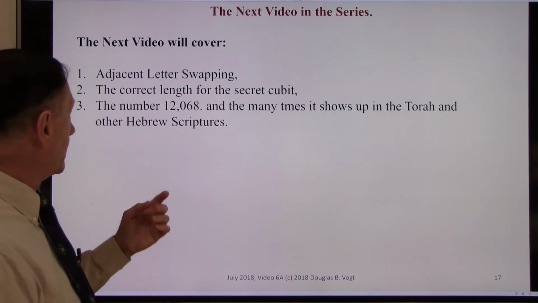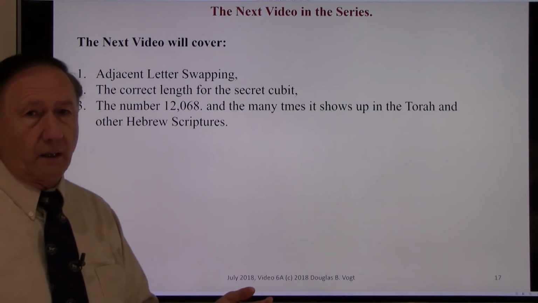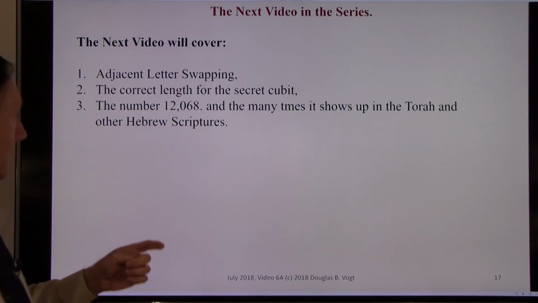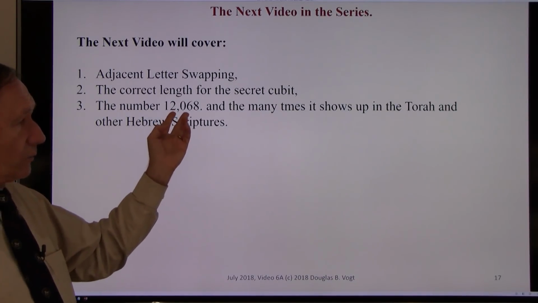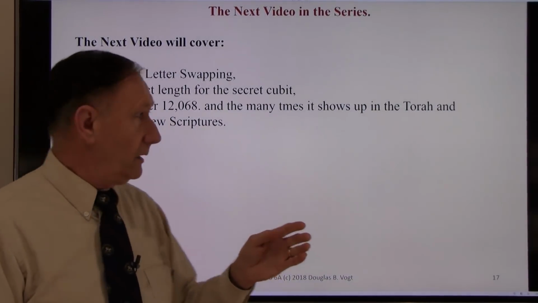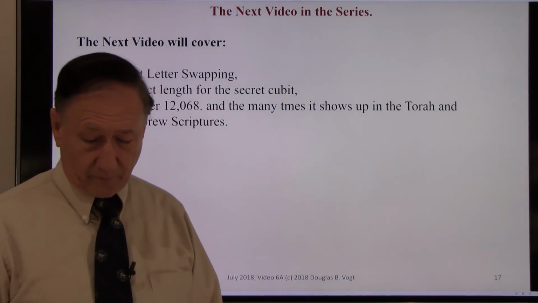Next video is going to cover the adjacent letter swapping, where you'll see more proof about Ammihud and other ones. The correct length of the sacred cubit, and what the number 12,068 is and why it shows up so many times in code within the Torah. These parts you can't figure out unless you come in through the science side of it.